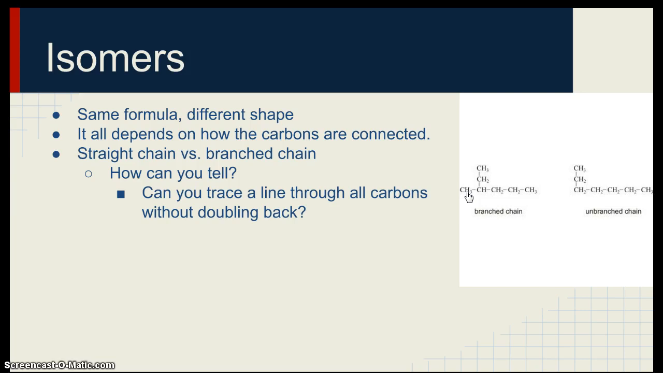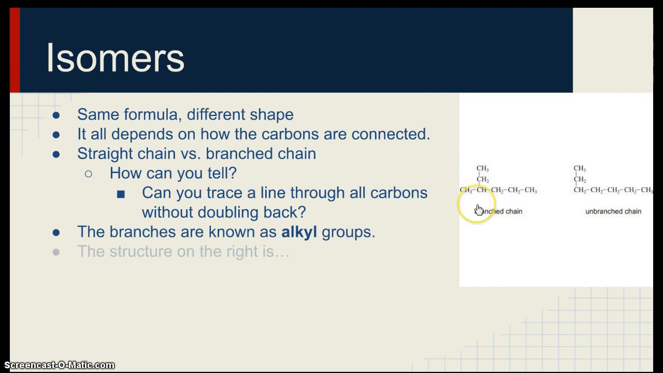Same number of carbons, same number of hydrogens, but it is a different isomer. The formula would be exactly the same, but they look different, and since they look different, they have different properties, different boiling points, different melting points. All of that is slightly different. Anytime we have a branch group like this, it's called an alkyl group. So, the structure on the right, see if you can name it real quick.